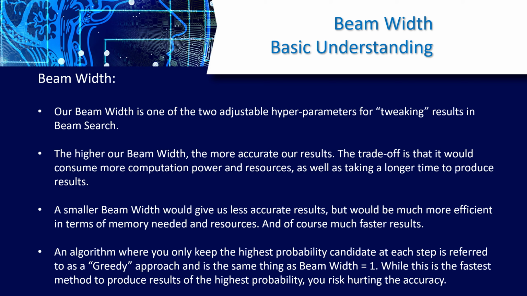The inverse is also true. A smaller beam width would result in less accurate results, but much less taxing on our resources and computational power, and of course, much faster in producing the results as well. If we were to only keep the node with the best probability of matching, it would be referred to as a greedy search instead. This is the same thing as having a beam width equal to 1.